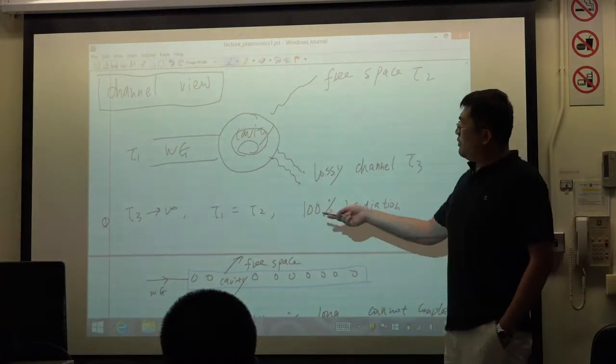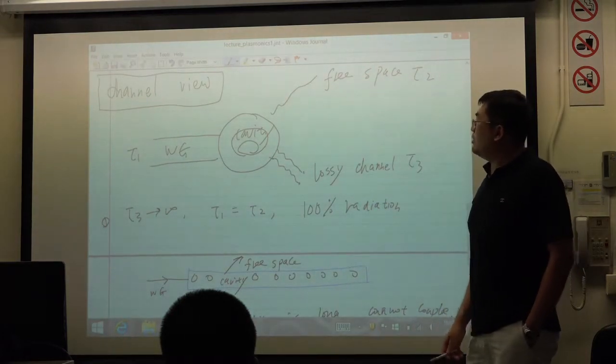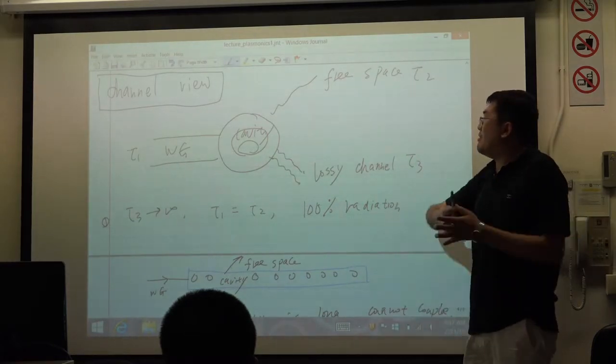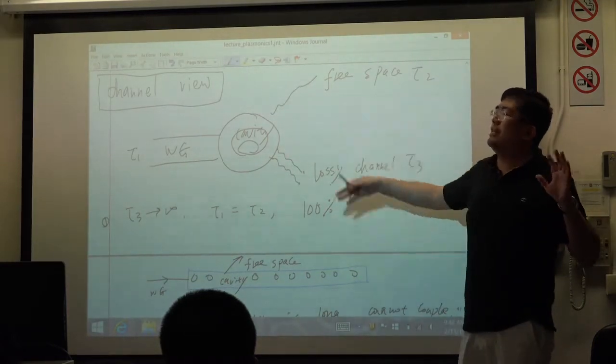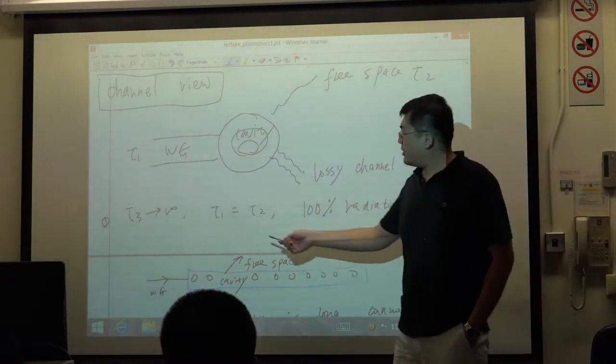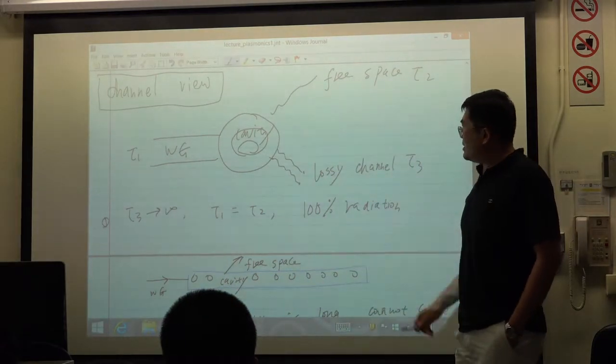First, we consider tau 3 going to infinity. I mean there's no lossy channel. It means the lifetime for this lossy channel goes to infinity, so there is no loss. When tau 1 equals tau 2, they can achieve 100% radiation.